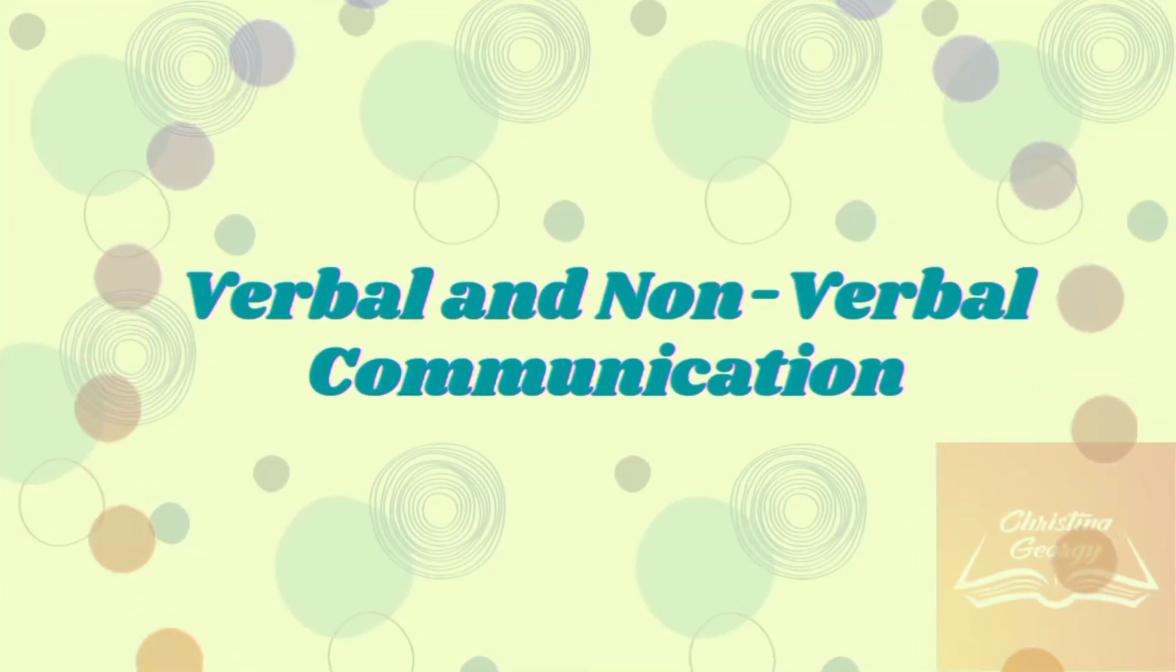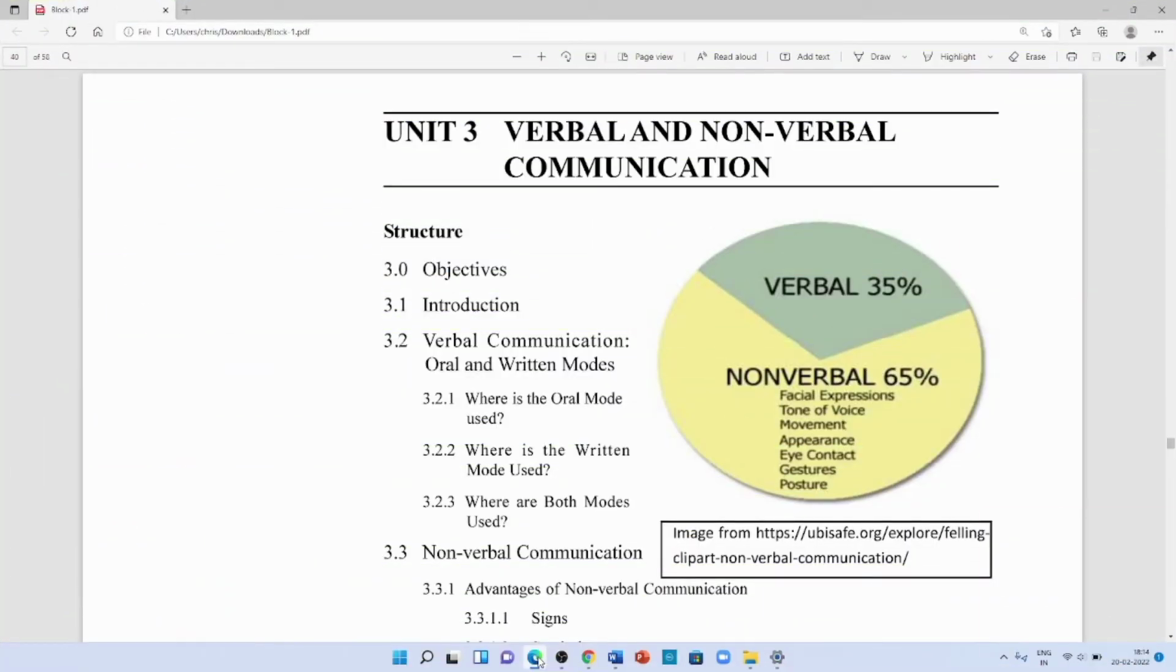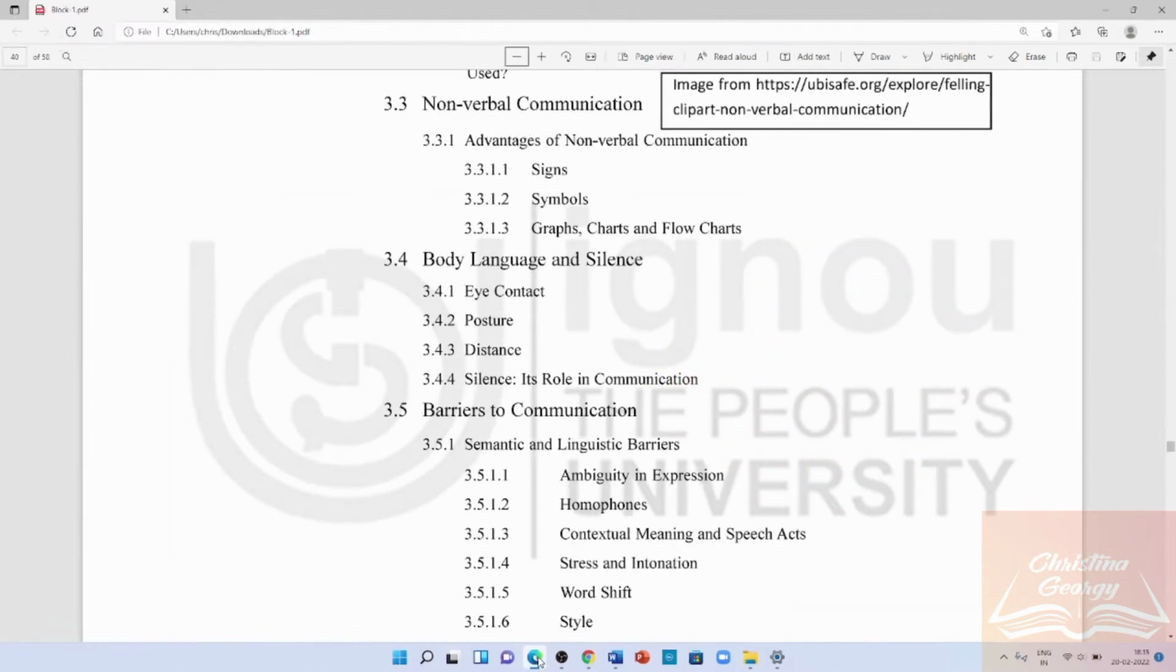Now let's look at the major focus areas of Unit 3. Here in this unit, we study in detail verbal and non-verbal communication. We will look at the two different modes, that is the oral mode and written mode of communication. We'll study the advantages of non-verbal communication. We'll look in detail at body language and silence. We'll also learn the semantic and linguistic barriers to communication.